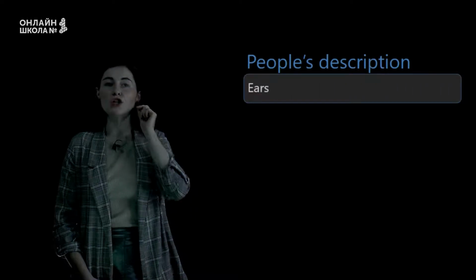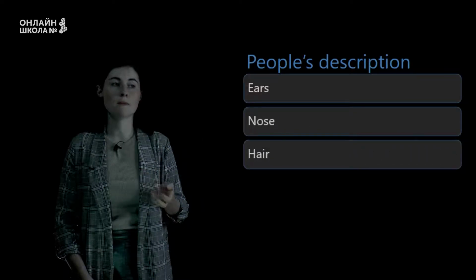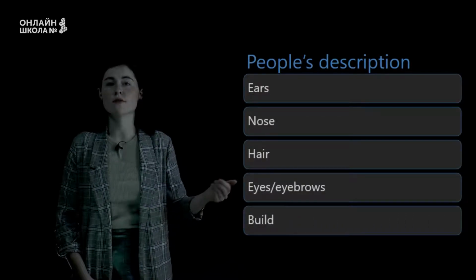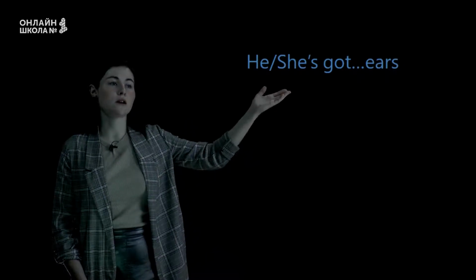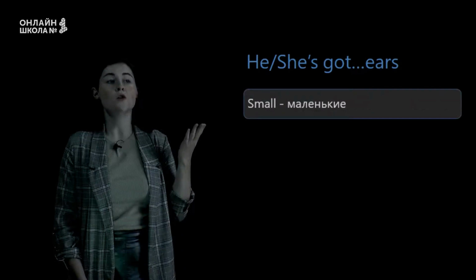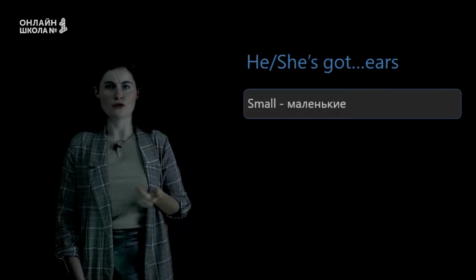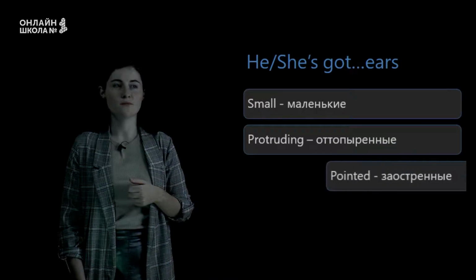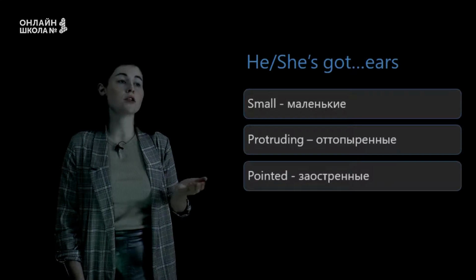So, people's description. We can describe ears, nose, hair, eyes or eyebrows, and a person's build or a figure. Let's start with ears. Our sentence will look like this. He's got big ears, or she's got big ears. What can we use instead of big? We can say small. She's got small ears. Protruding. She's got protruding ears. Pointed. She's got pointed ears.